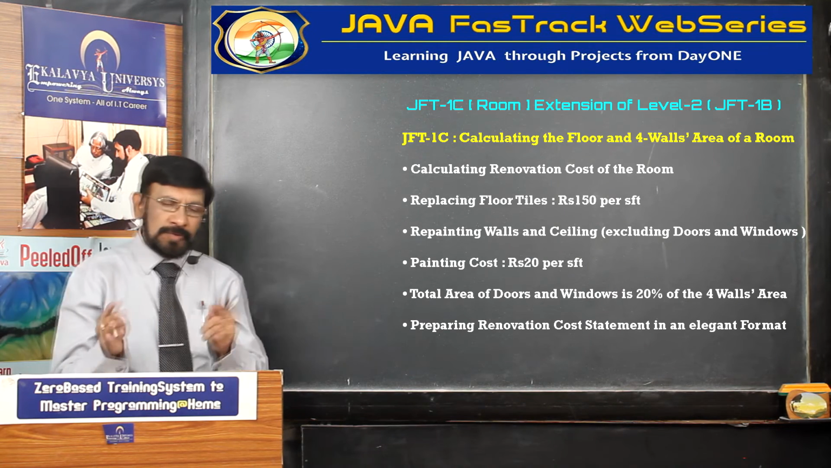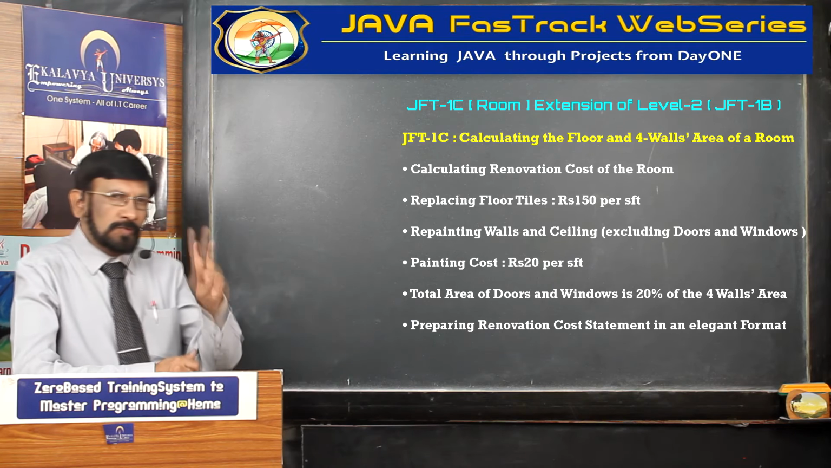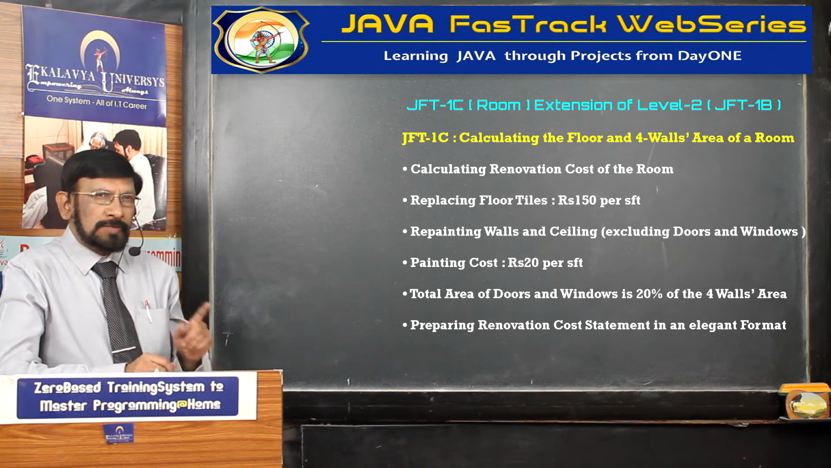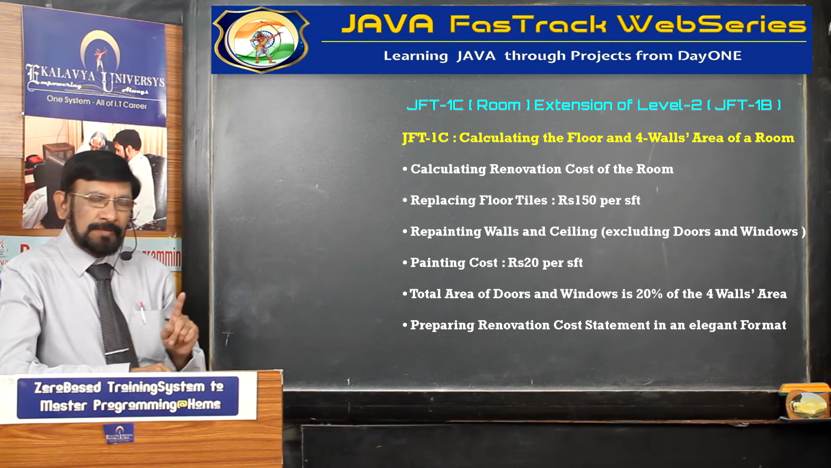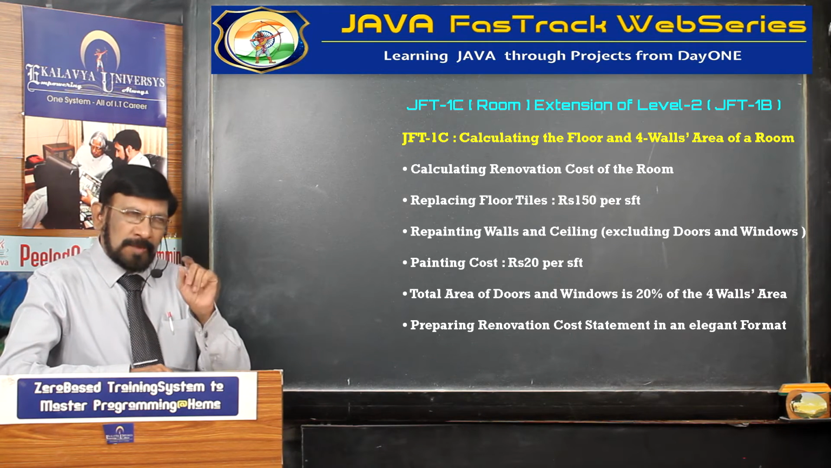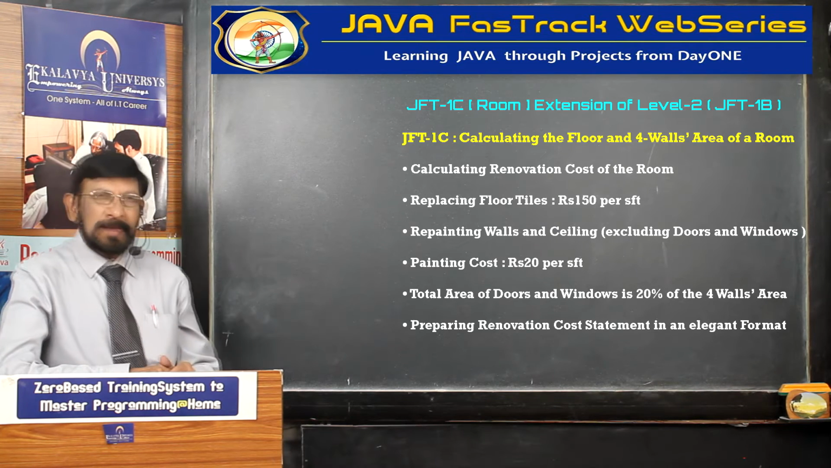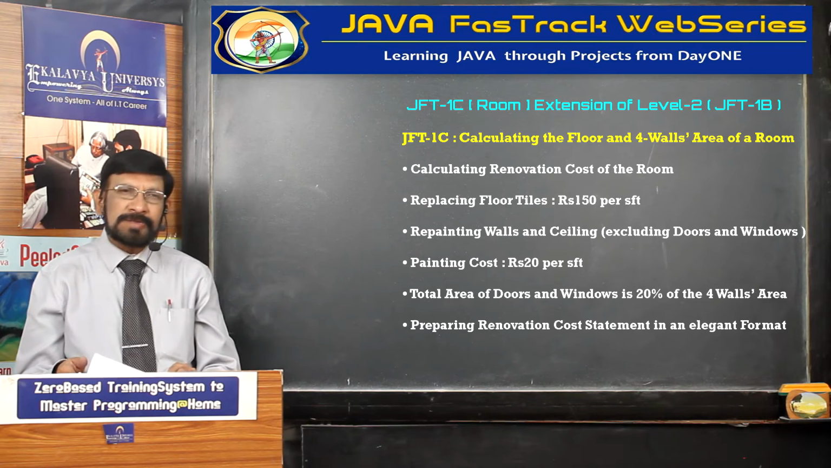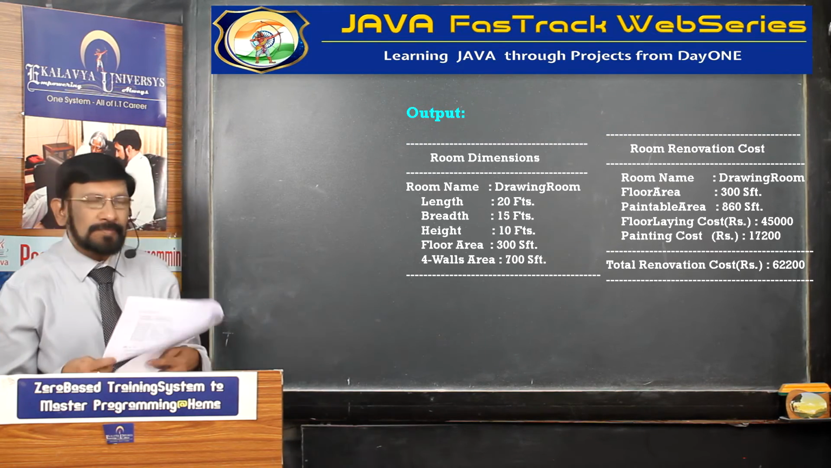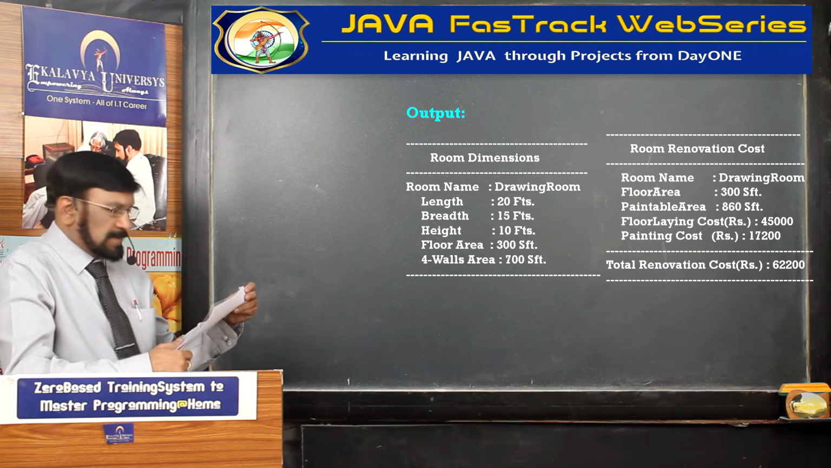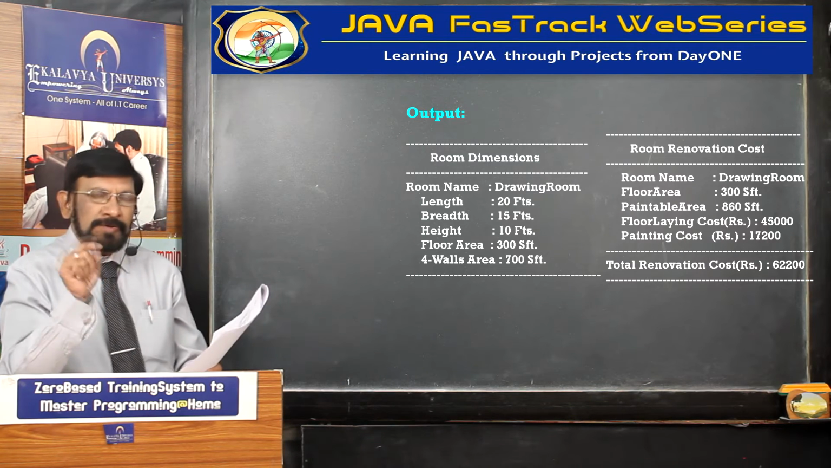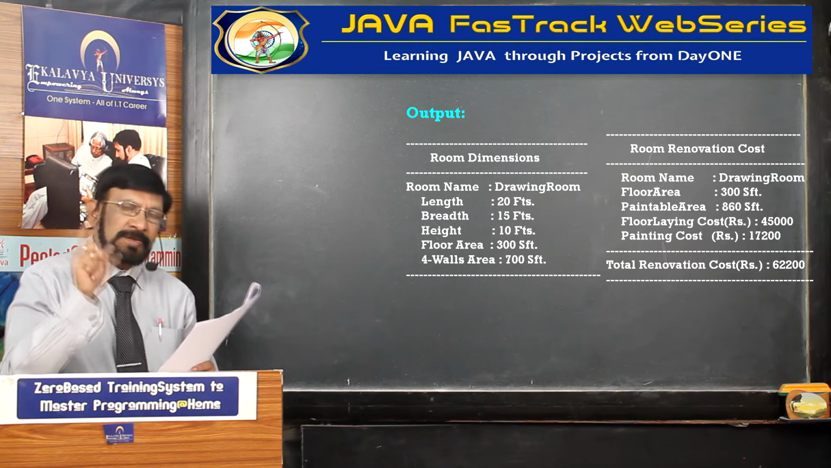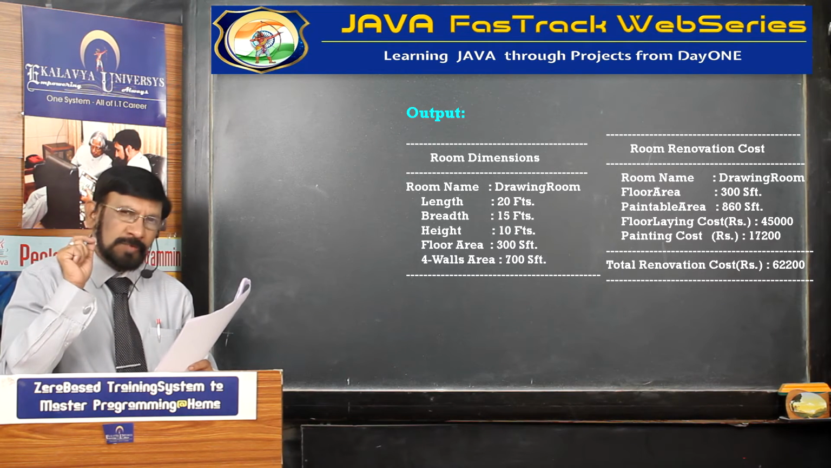Now, I show you the expected output. Two statements you have to print. One thing you must remember, 150 rupees per square feet is the floor laying cost, and repainting is 20 rupees per SFT. Now, let us see the output, because with reference to this output only, as far as contents as well as format is concerned, you have to write your output statements.